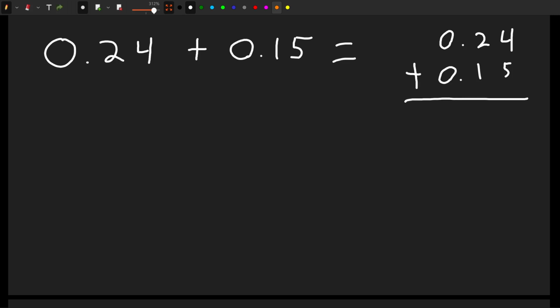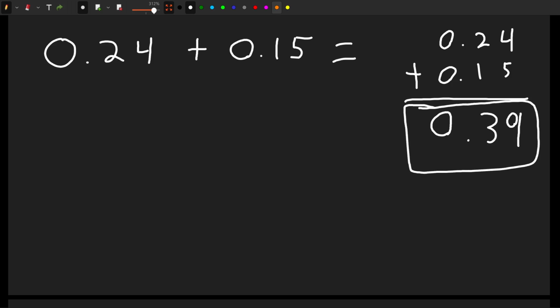Adding decimals is pretty simple in my opinion. We add top to bottom just like we do with regular numbers, and then we'll just carry down the decimal afterwards. So 4 plus 5 is 9. 2 plus 1 is 3. 0 plus 0 is 0. And then we carry the decimal afterwards, and now we are left with 0.39. That's the answer to this problem.